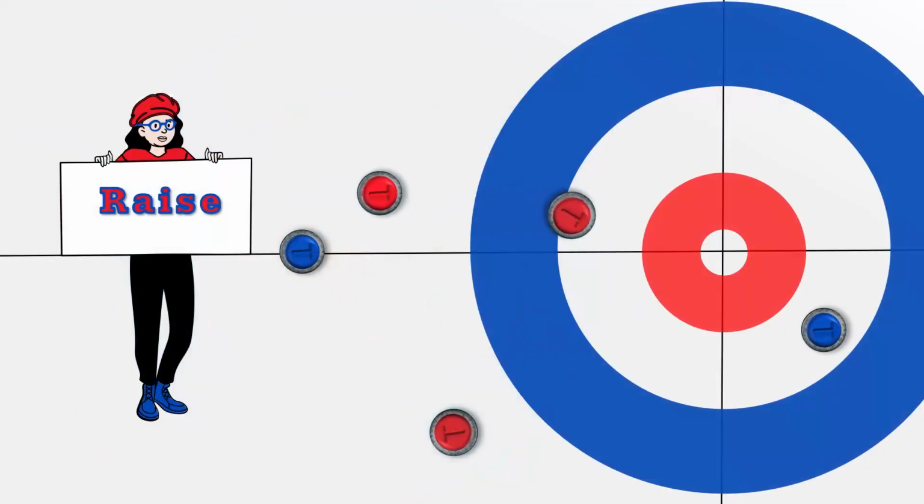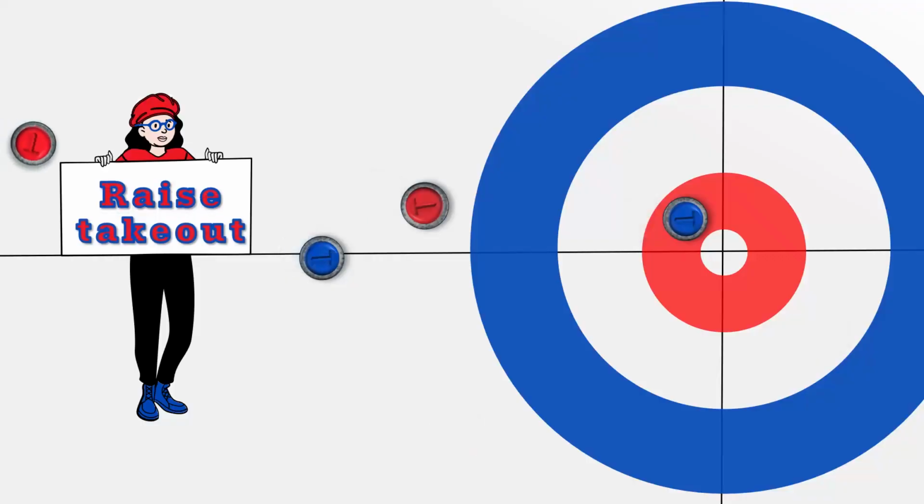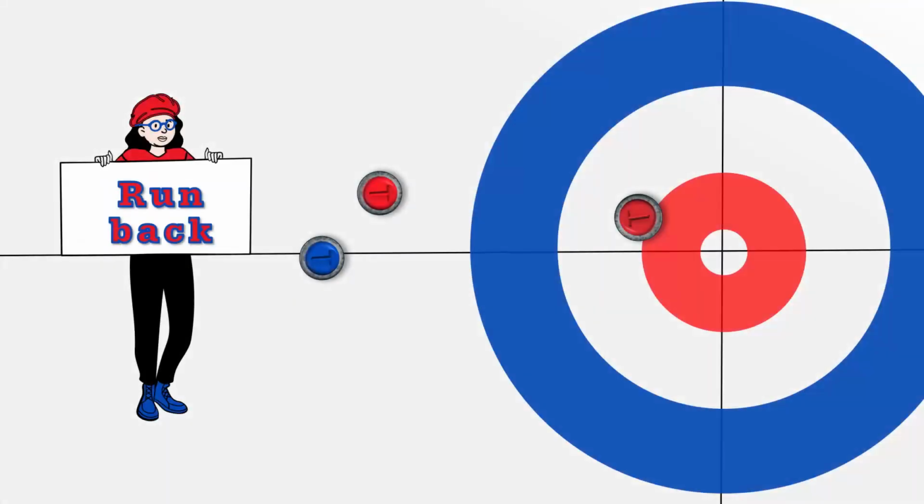Raises come in 2 flavors: tapping your stone back in the rings, or running back a stone with takeout weight in order to remove a competitor's stone from the rings. This is often referred to as a raise takeout or run back.